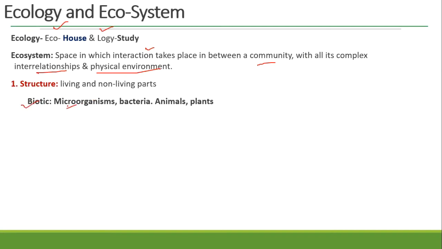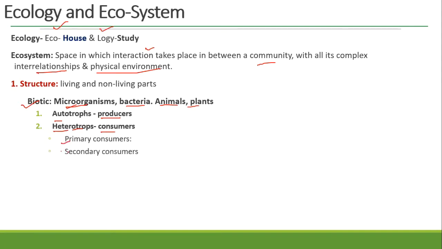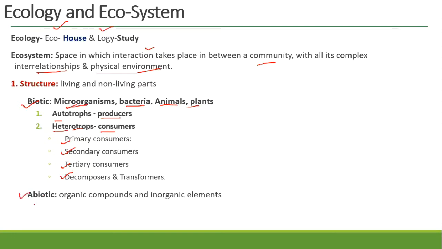So let's see the biotic part, which includes all microorganisms, bacteria, animals, and plants, and which are of majorly two types. Autotrophs, where auto means self, so they can produce their food by themselves. So these are also called producers. Or heterotrophs, so these are dependent on others for their nutrition. So these are the consumers. Consumers can be categorized as primary, secondary, tertiary, and also there are decomposers and transformers, which also play a very important role in the ecosystem.